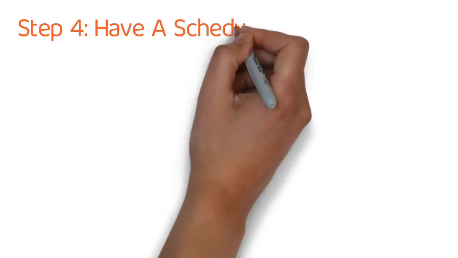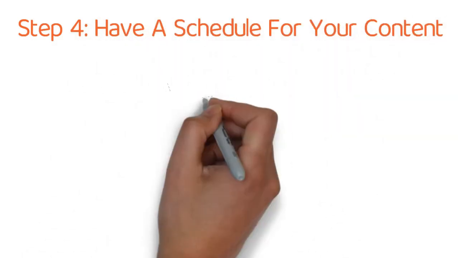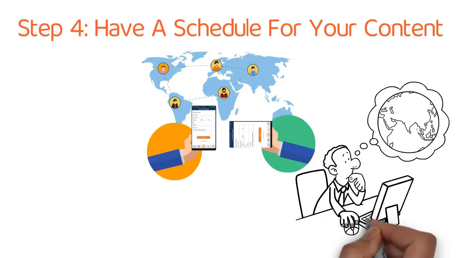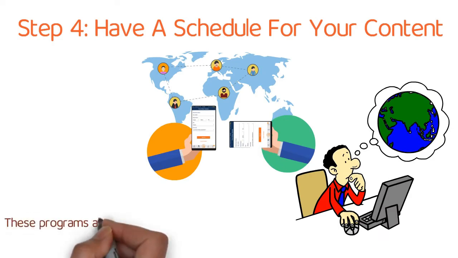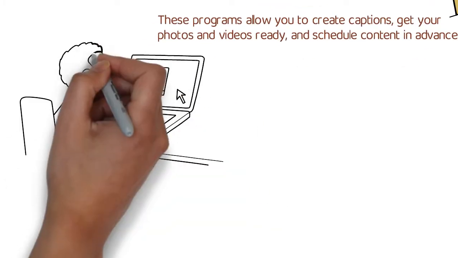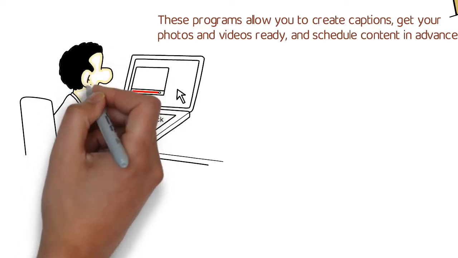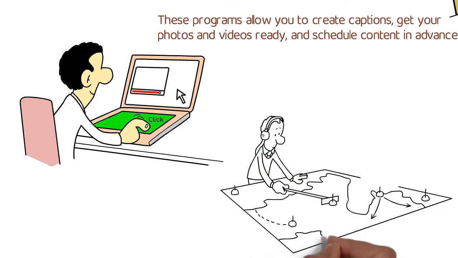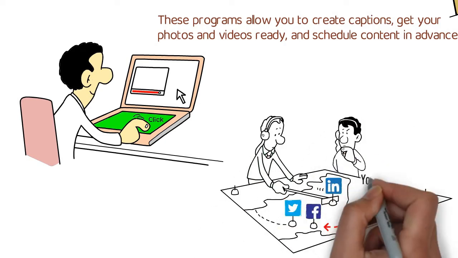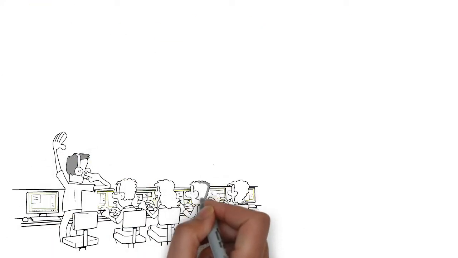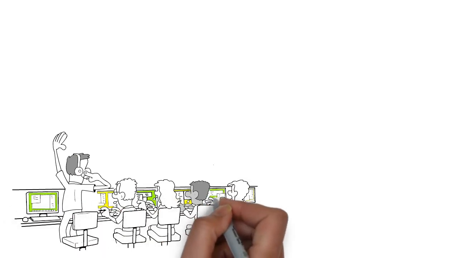Step number 4, have a schedule for your content. Using a social media management software to make sure your material gets shared on time is easy and simple. These programs allow you to create captions, get your photos and videos ready, and schedule content in advance. These tools can share your posts automatically, and they can even keep track of post interactions and engagement for you. By using a social media management tool, you can save time and put your focus on other aspects of your business. There are lots of different scheduling tools, so do your research and find one that's best for you.